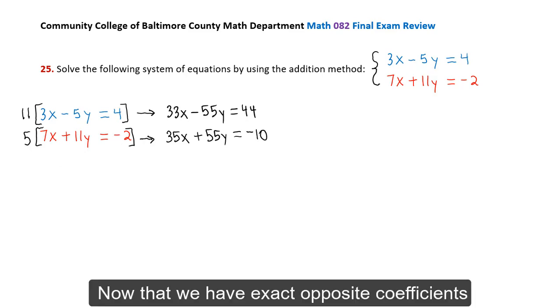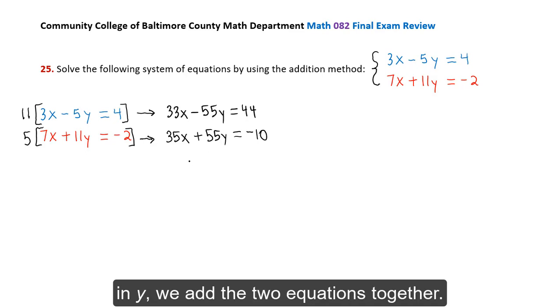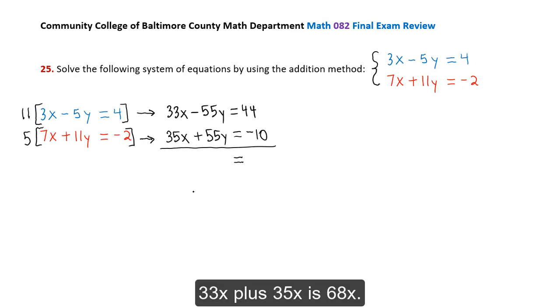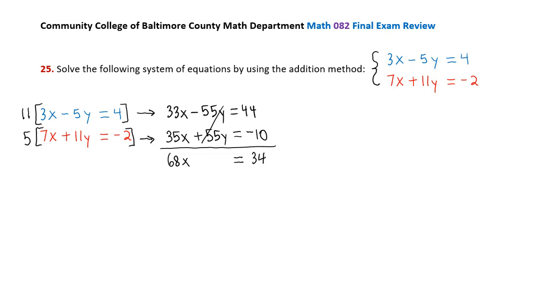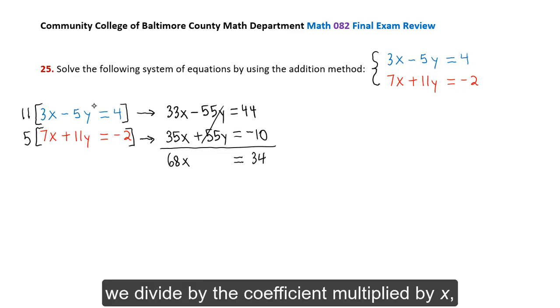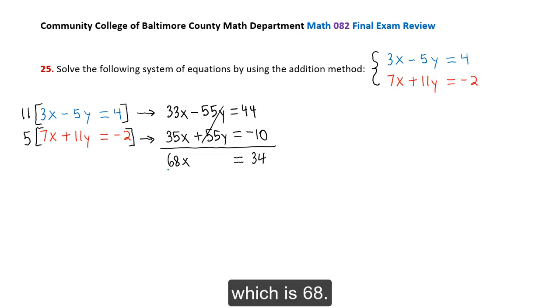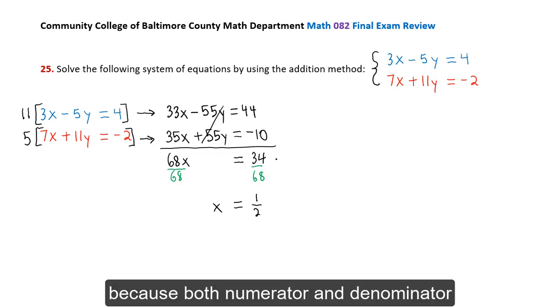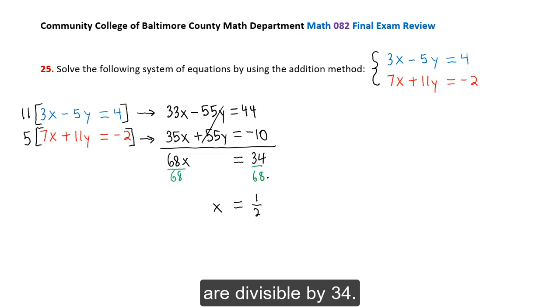Now that we have exact opposite coefficients in y, we add the two equations together. Bring down that equal sign. 33x plus 35x is 68x. Negative 55y plus 55y is 0y. 44 plus negative 10 is 34. Now to solve for x, we divide by the coefficient multiplied by x, which is 68. We have 1x, or x, equals 34/68. That fraction reduces to 1/2 because both numerator and denominator are divisible by 34.